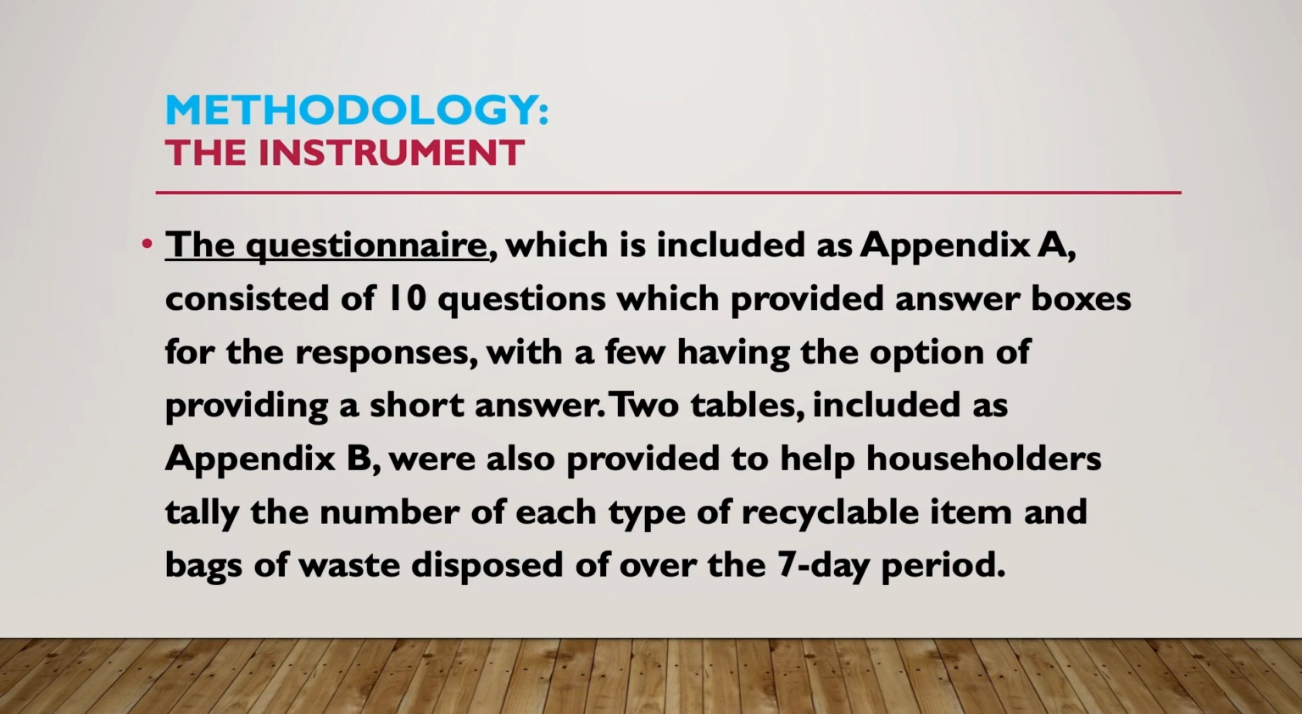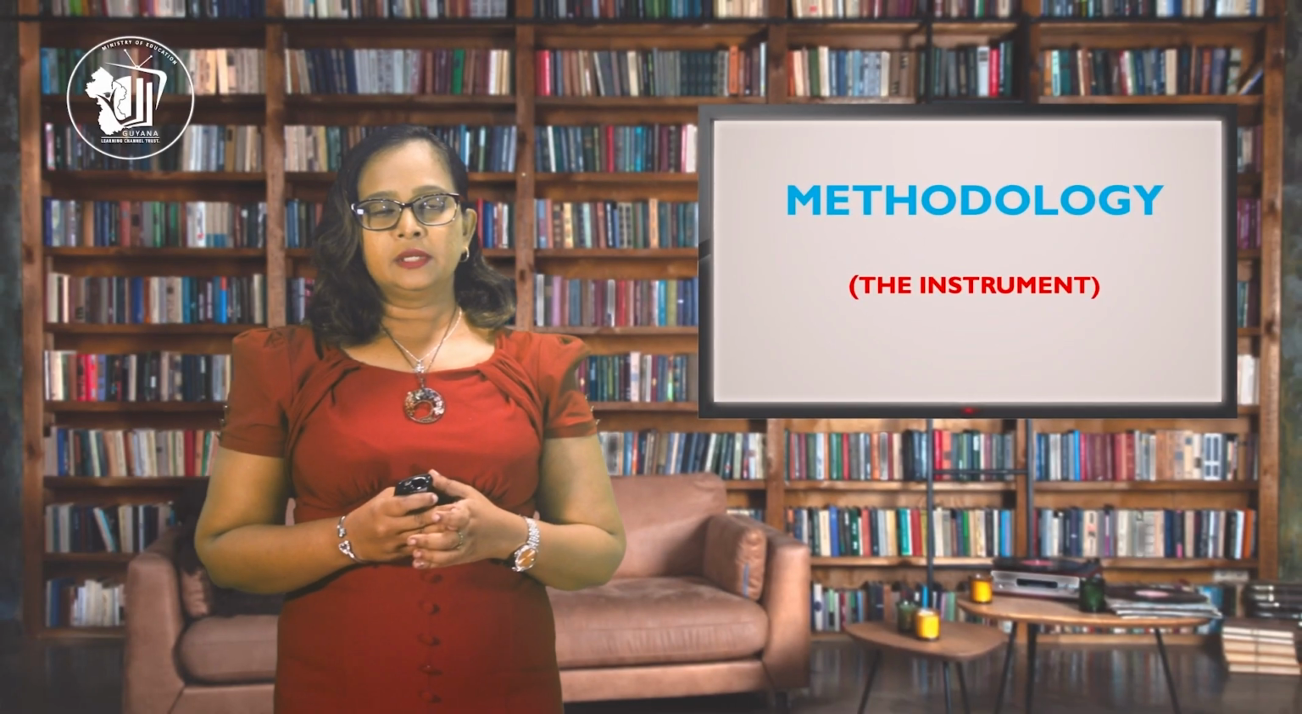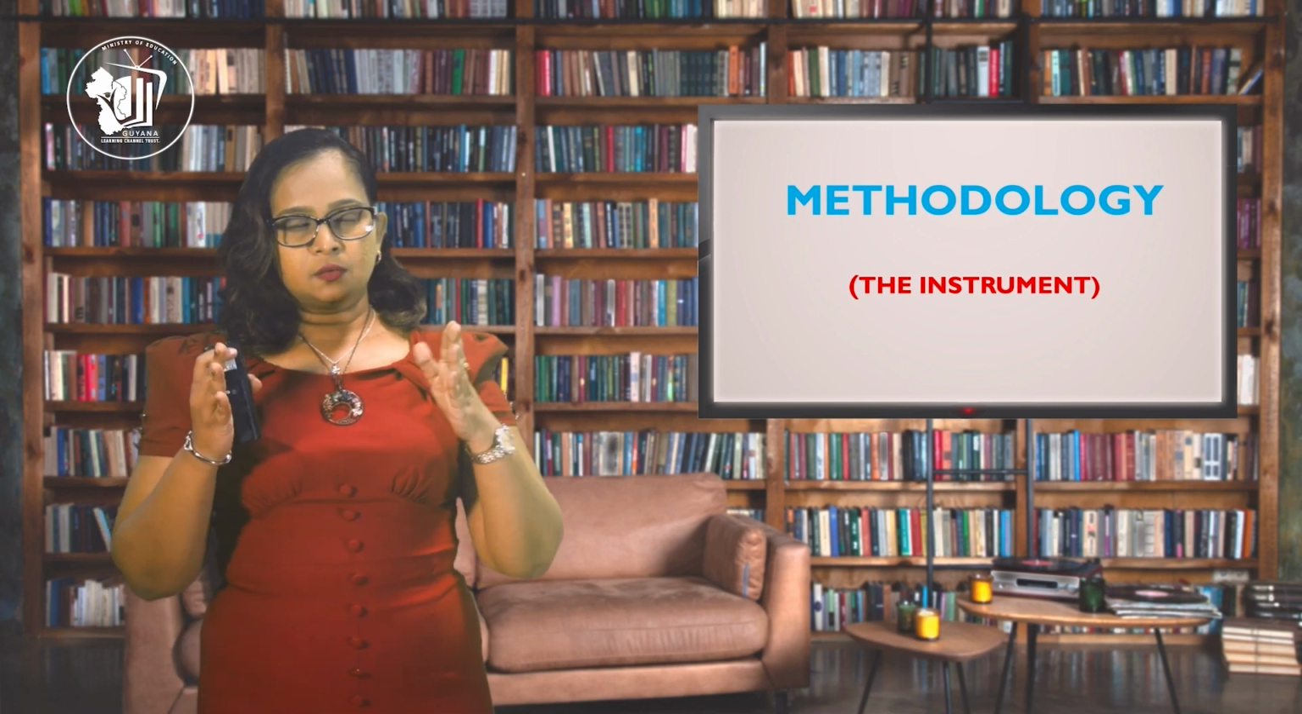The questionnaire, which is included as Appendix A, consisted of 10 questions, which provided answer boxes for the responses, with a few having the option of providing a short answer. 2 tables, included as Appendix B, were also provided to help householders tally the number of each type of recyclable item and bags of waste disposed of over the 7 days period. So let's identify what is on this questionnaire here.